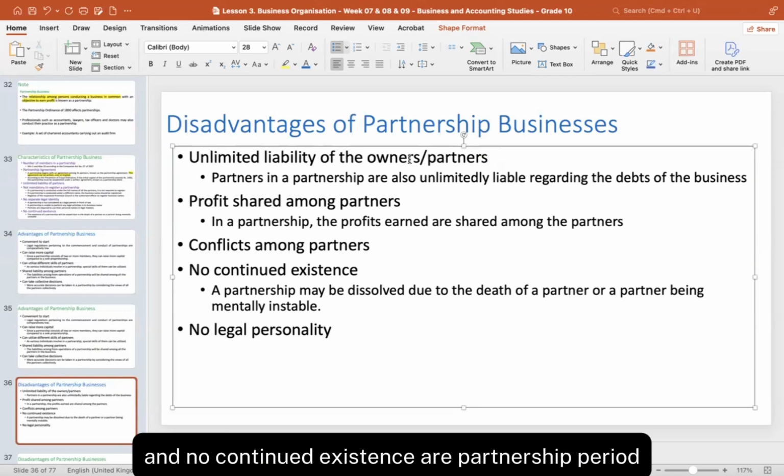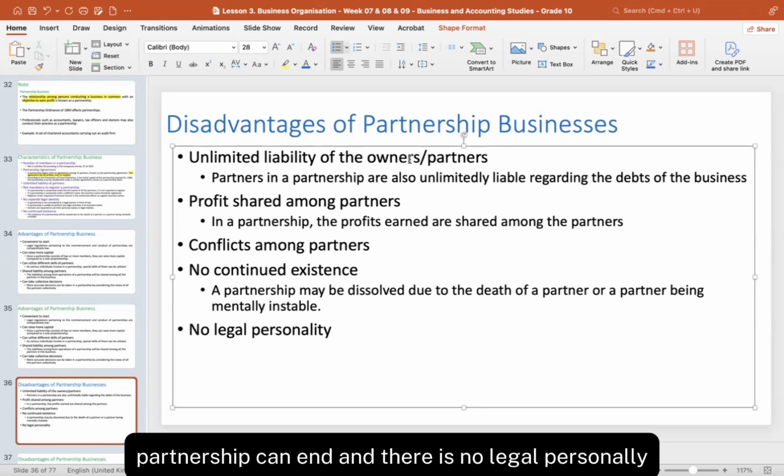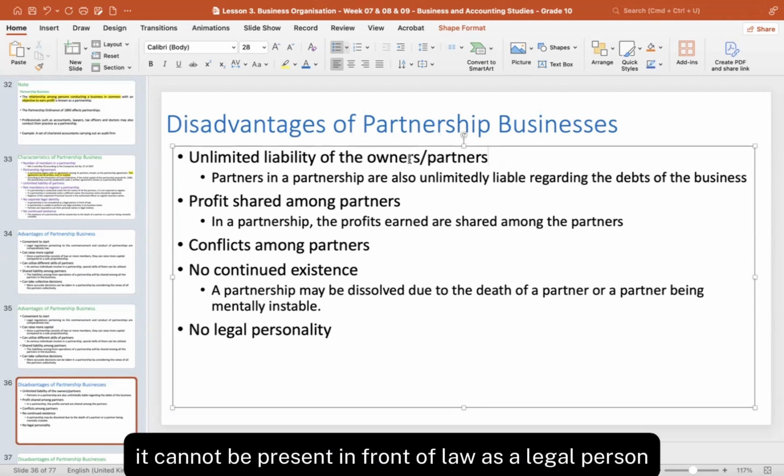And no continued existence. In a partnership, it can be dissolved due to a death of a partner, or else if a partner is mentally unstable. Because of that, partnership can end, and there is no legal personality. It cannot be present in front of law as a legal person.